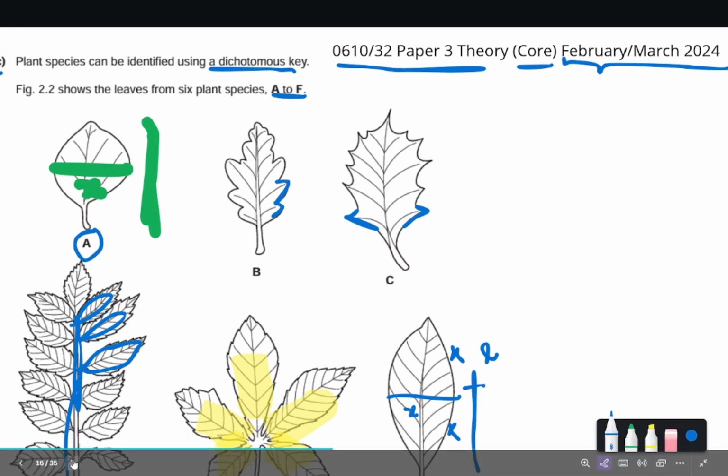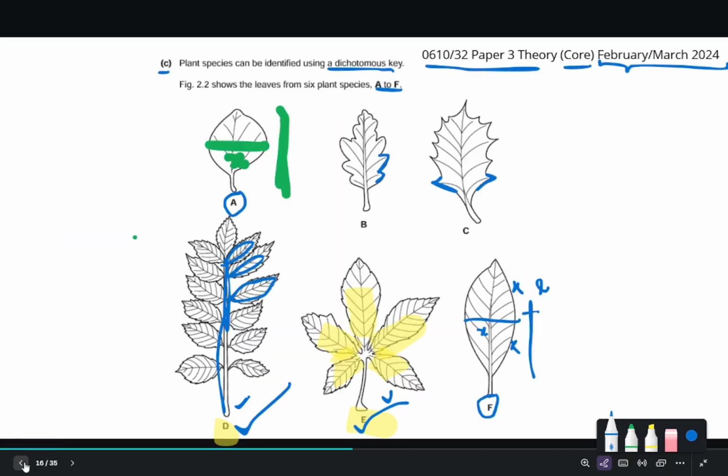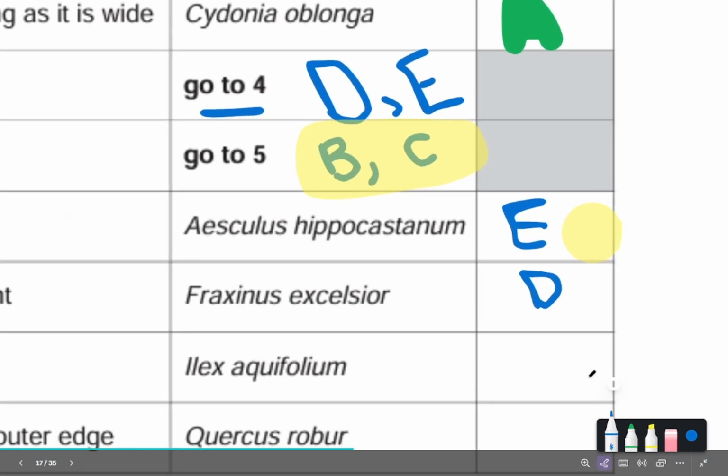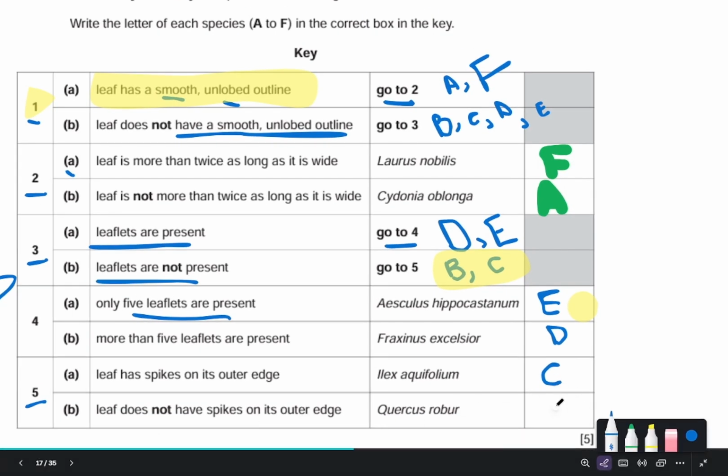All right. So if it has spikes on its outer edge, then it is going to be C. So here I'm going to write C over here. And if it does not have spikes on its outer edge, then it is going to be B over here.